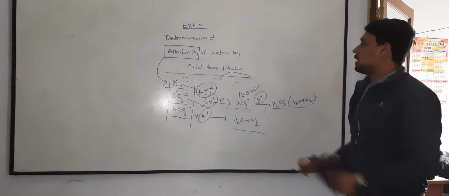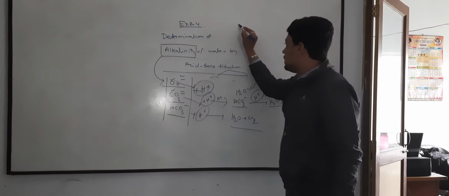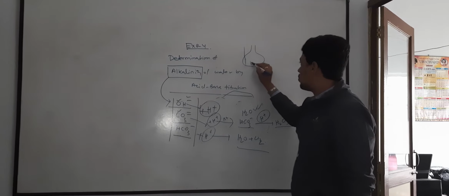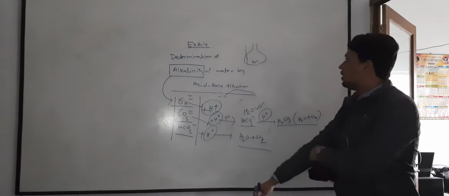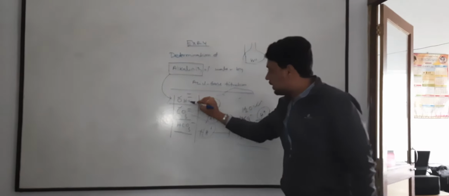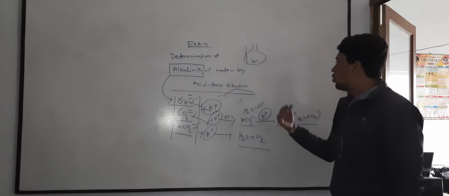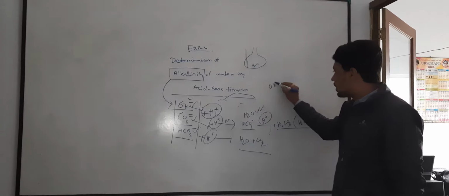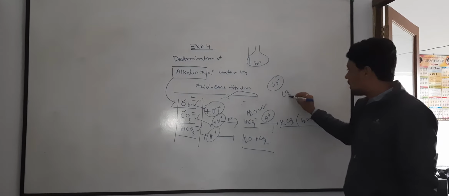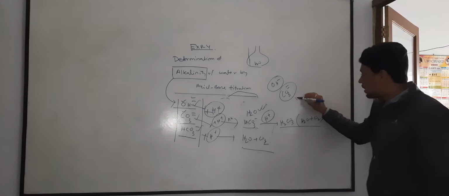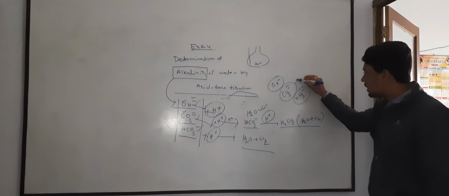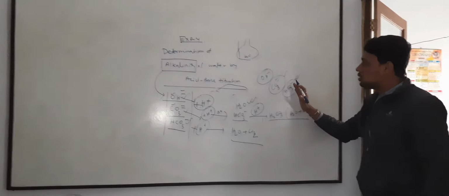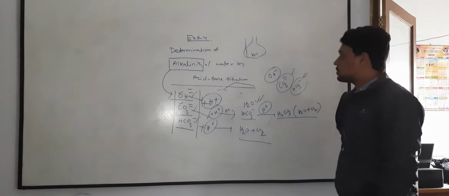Now let us come to the experimental section. Let us say in one conical flask we have taken some amount of water, and let us assume that water contains these anions: maybe OH minus, maybe carbonate, or maybe bicarbonate. It may be that water contains OH minus, or carbonate, or bicarbonate. So we will conclude this after completion of the experiment. How?